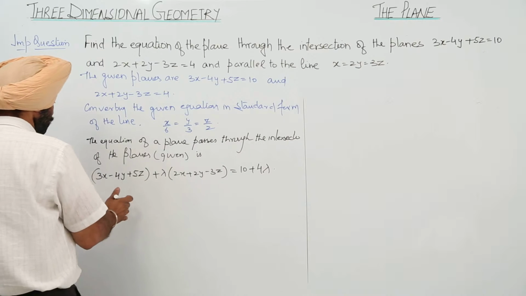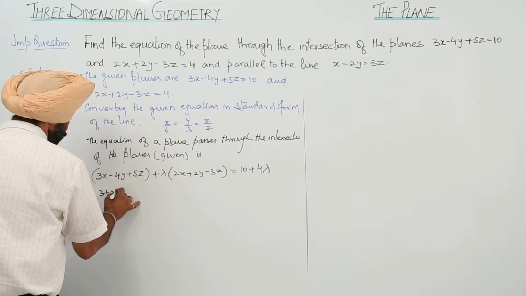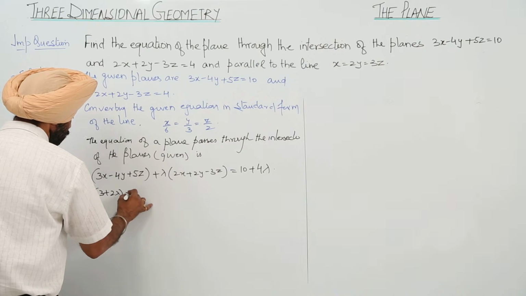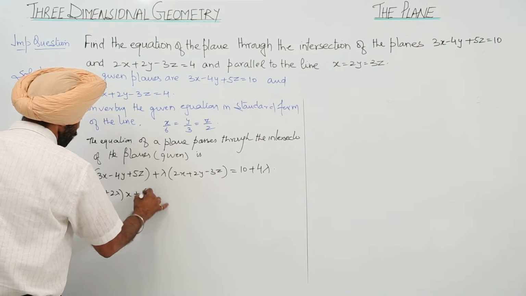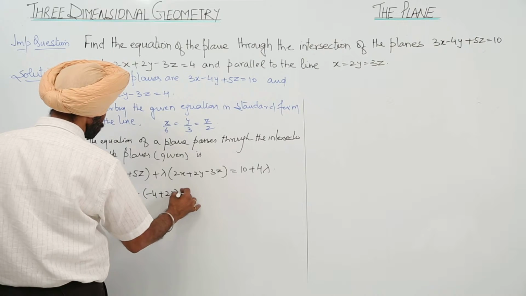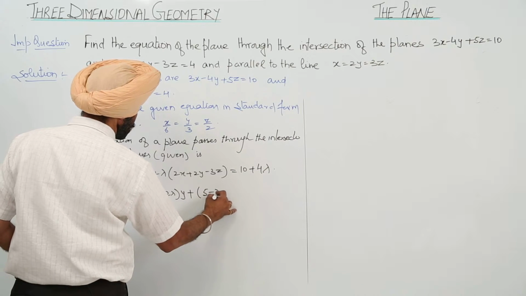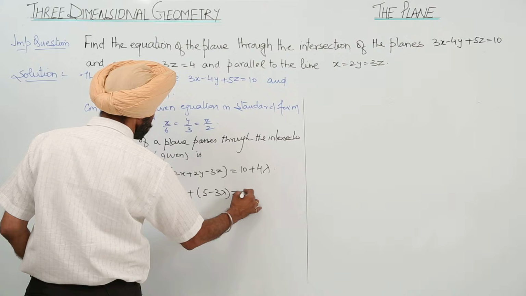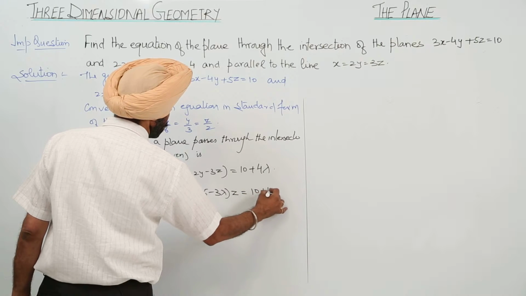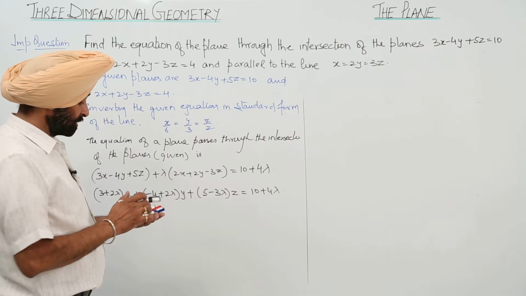Now, this can be represented as 3 plus 2 lambda with x plus minus 4 plus 2 lambda with y plus 5 minus 3 lambda with z is equal to 10 plus 4 lambda. Up to here, simple general things.